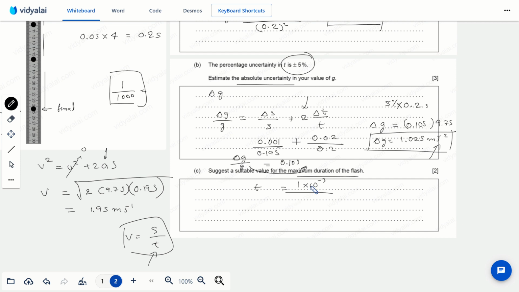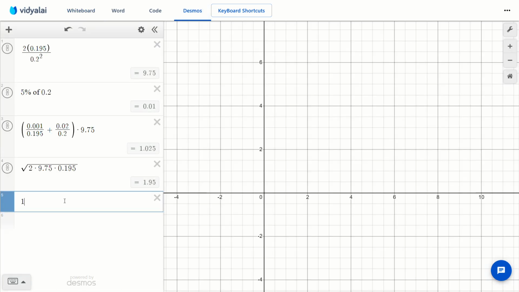So 10 raised to minus 3, this is how we write 1 millimeter in scientific notation, converting that into meters. I have only done this because the velocity is in meters per second. So I need to be consistent with units, otherwise I'm going to get some error because of that. Okay, so this is what I got. And I'm going to use the calculator that's provided here. 1.95 meters per second, and on the top I have missed 10 raised to minus 3.